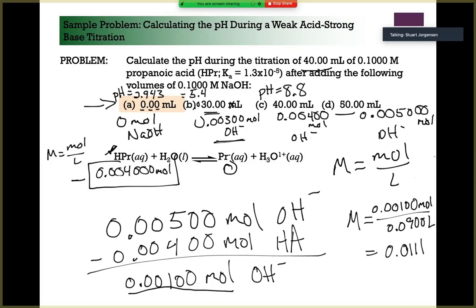0.01 repeating. I'm going to do 3 sig figs. I think we're going to drop it down. Oh, no, I think it's 4 technically, right? Yeah, it's going to be 4. Cool. That's the molarity of the hydroxide.